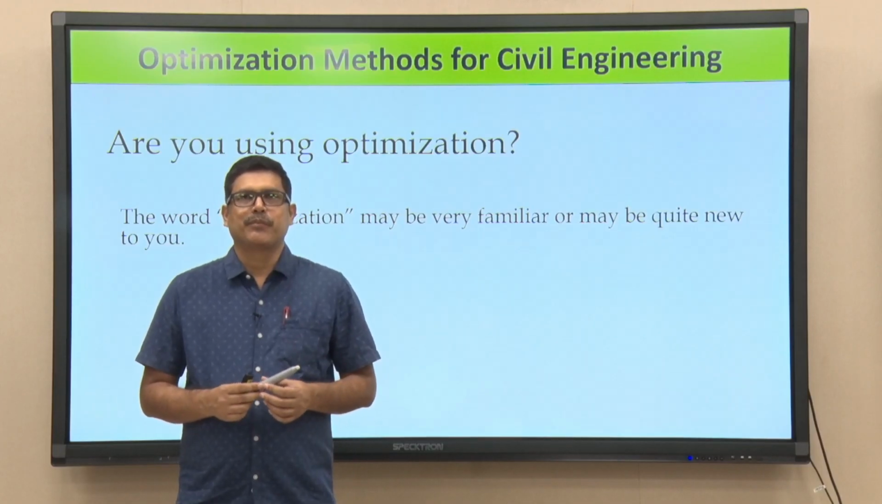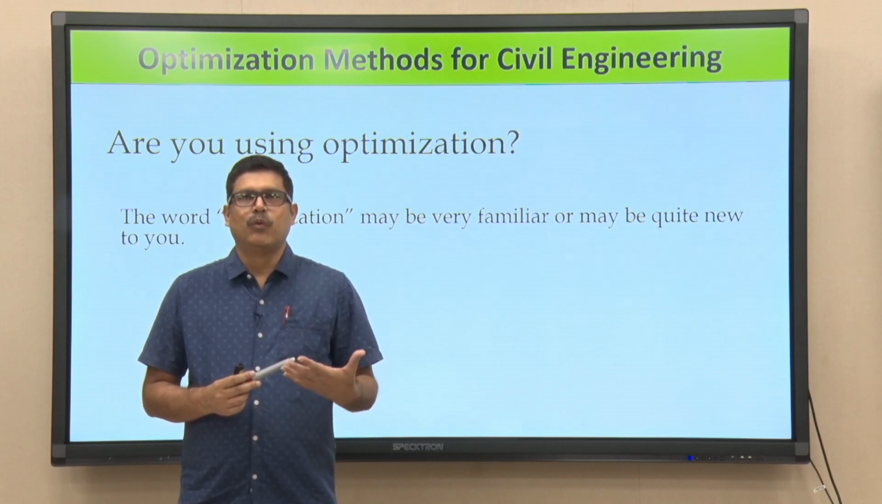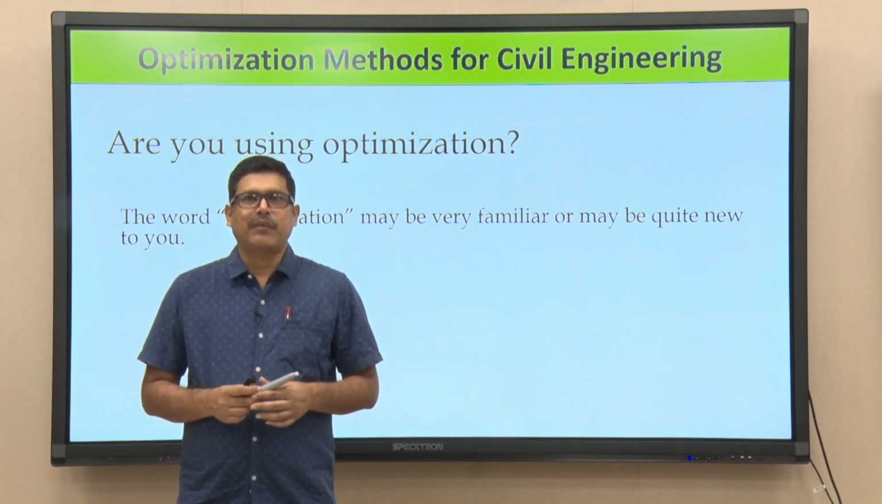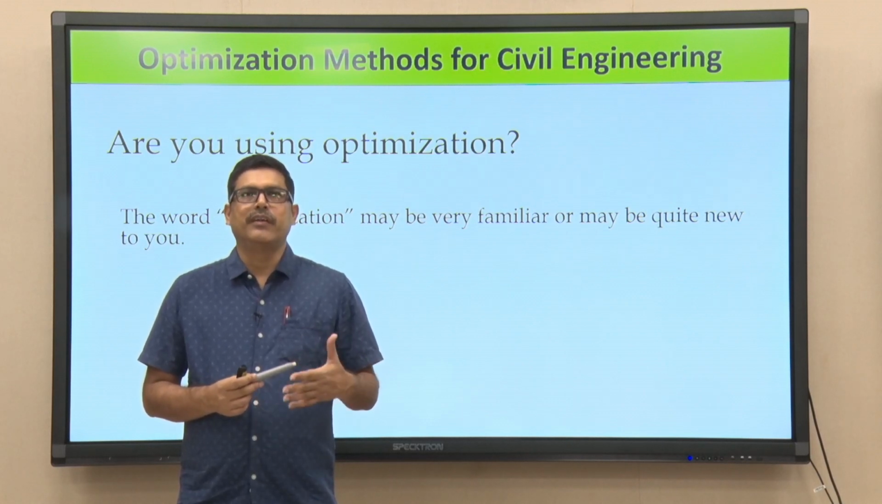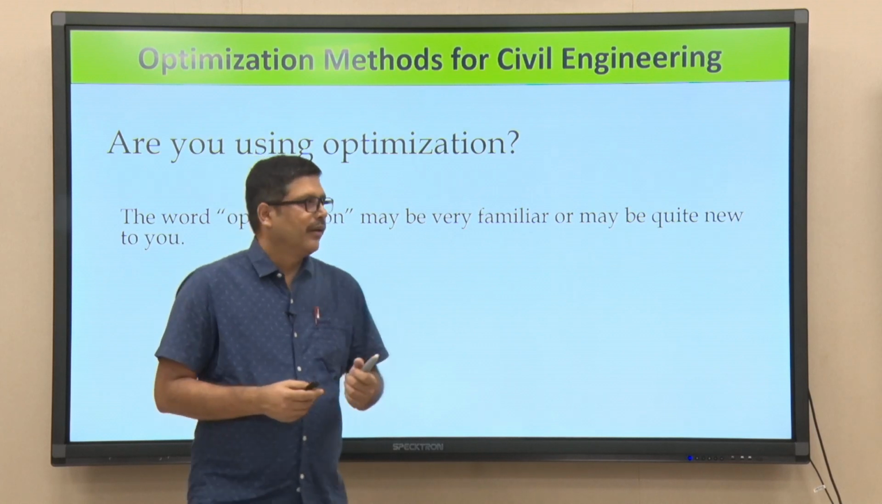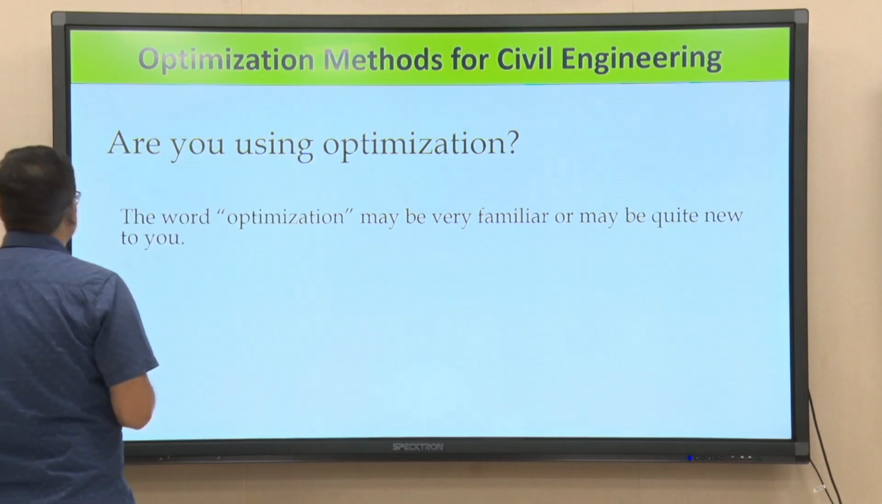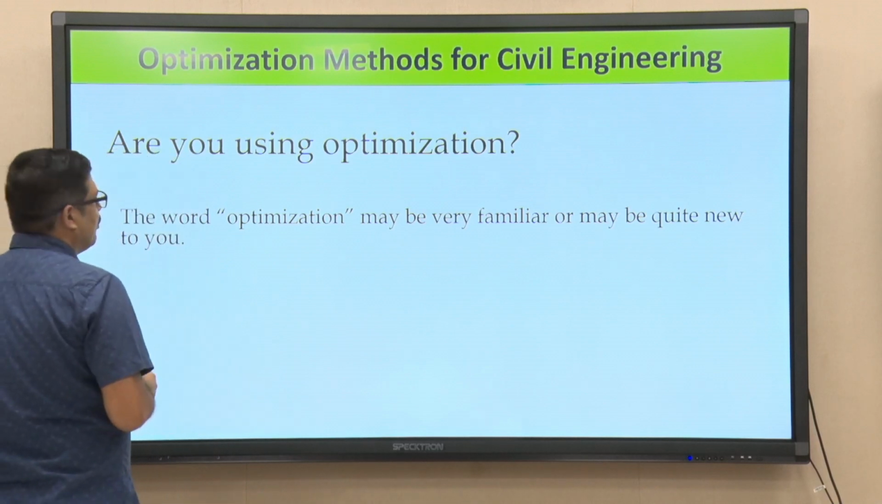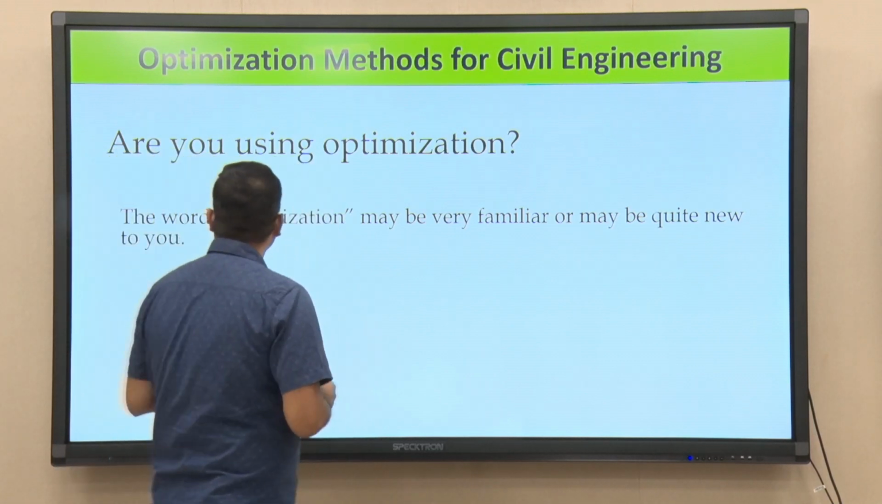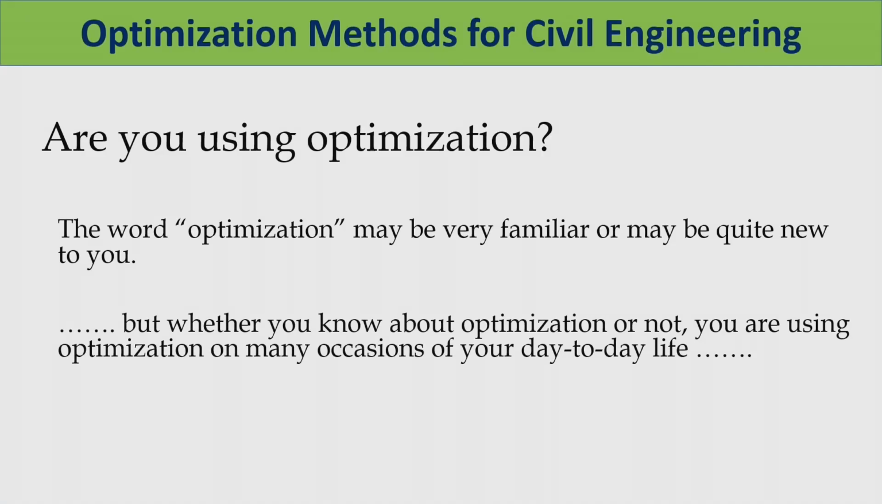I am not asking this question to the people who are knowledgeable in mathematics or in optimization methods. I am asking this question to the common people. So, are they using optimization in their day to day life? Now, the answer is the word optimization may be very familiar or may be quite new to you, but whether you know about optimization or not, you are using optimization on many occasions of your day to day life. I can give you some example.